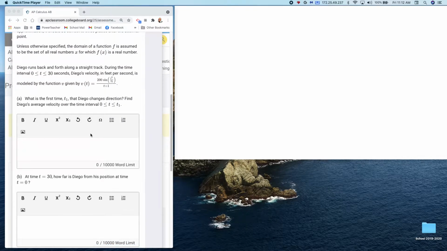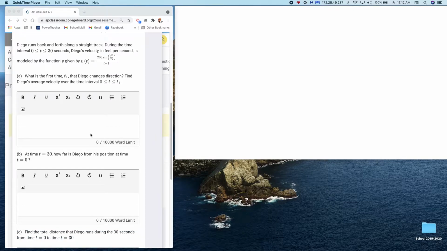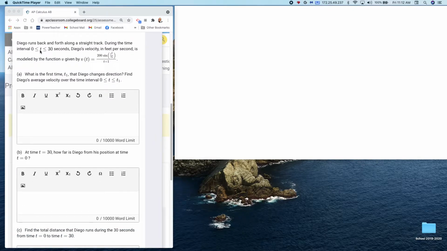And if we get to the stem of the problem, it says here, Diego runs back and forth along a straight track during the time interval 0 to 30 seconds. Diego's velocity in feet per second is modeled by this function. So it's really important to gather yourself and understand, well, where are we, what do we have, and then where do we need to go? So we're given v of t in feet per second.